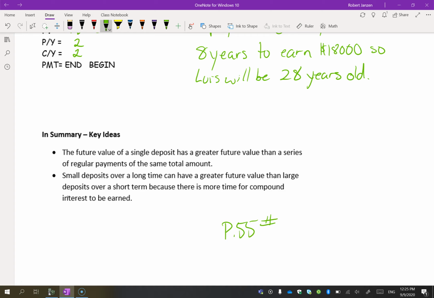All right, homework for you. Page 55. Numbers 1 to 11, 13 and 15.